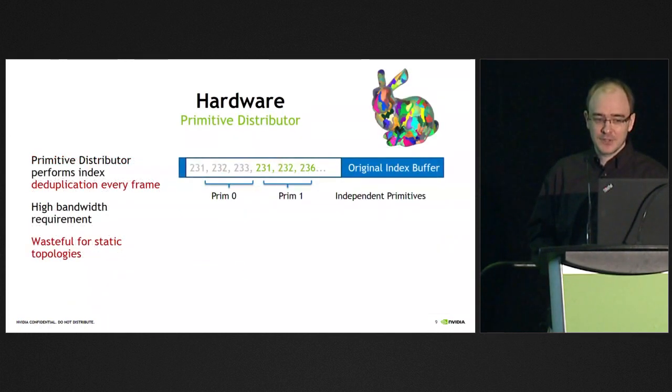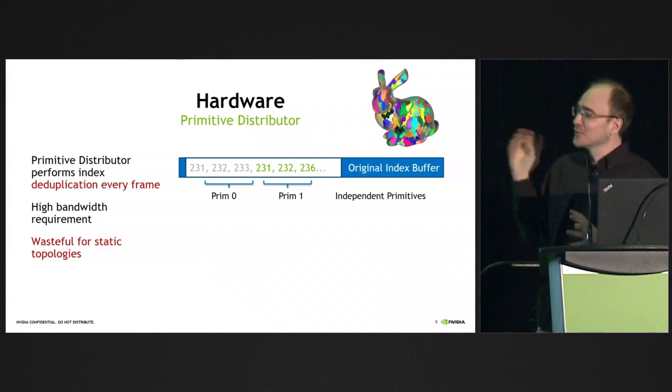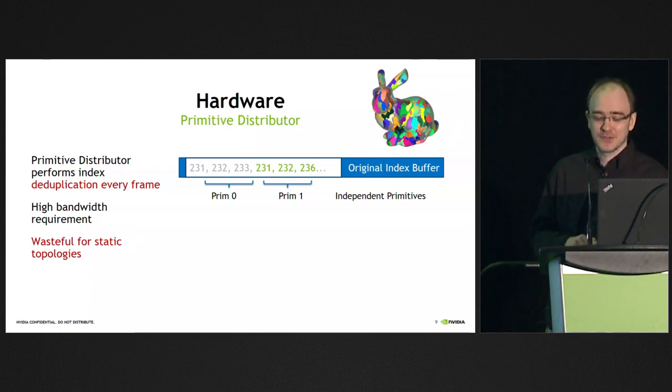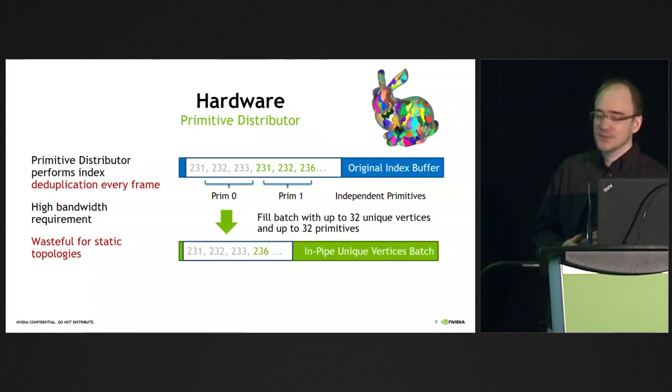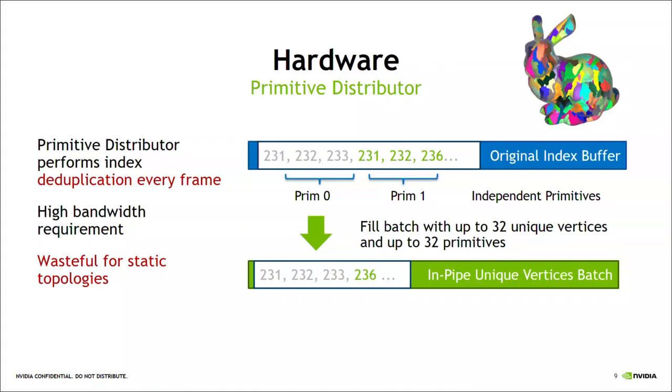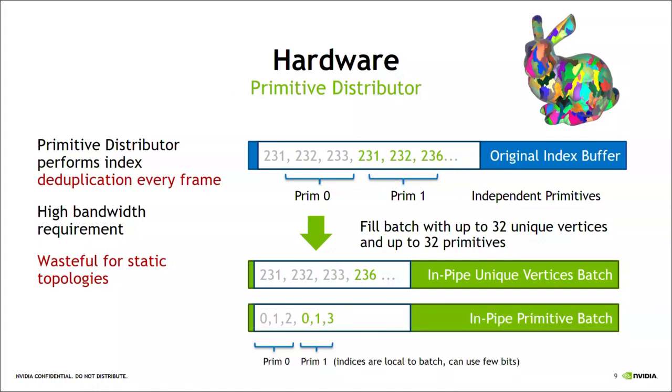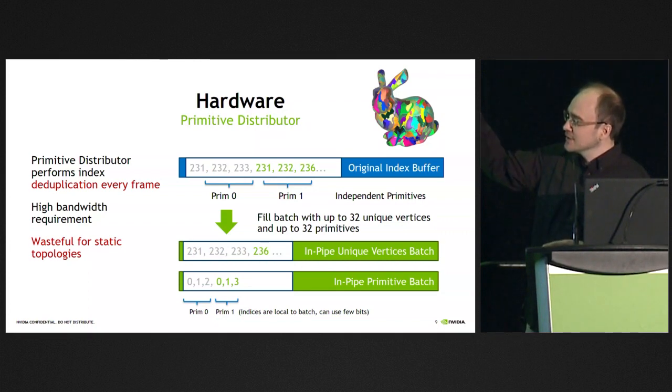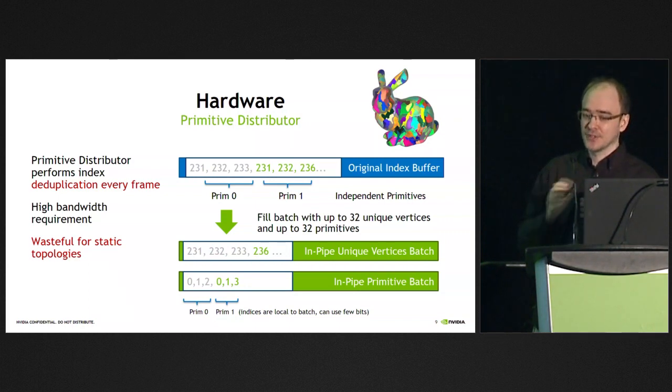If we look at the hardware primitive distributor in detail again, there is the index buffer, where I just created some non-zero number values to make the different numbers stick out a bit. So we have two primitives out of these vertex indices. And every time you render, so every frame, our hardware then figures out a batch of unique vertex indices, up to 32, which reflects directly our 32-thread warp hardware architecture. Along with that, it creates a smaller in-pipeline primitive batch, which is very similar to the original index buffer, just that the indices now reference the unique vertices that we have within this smaller batch.